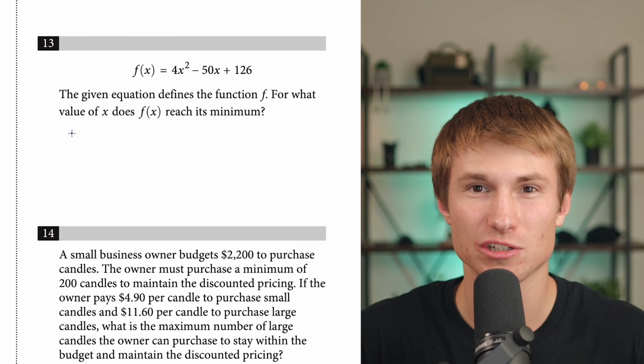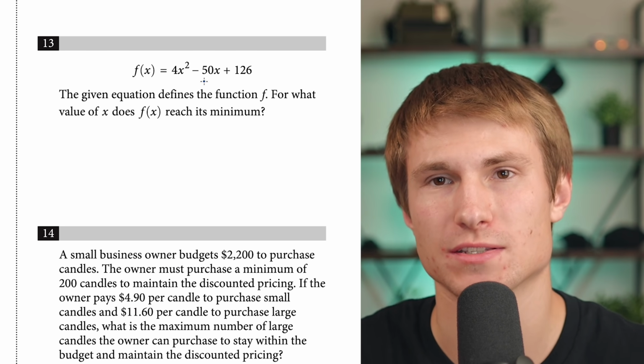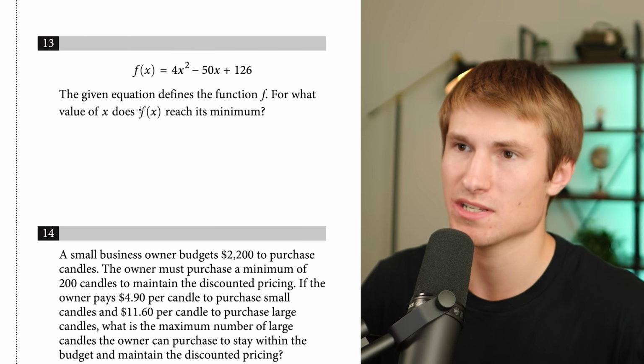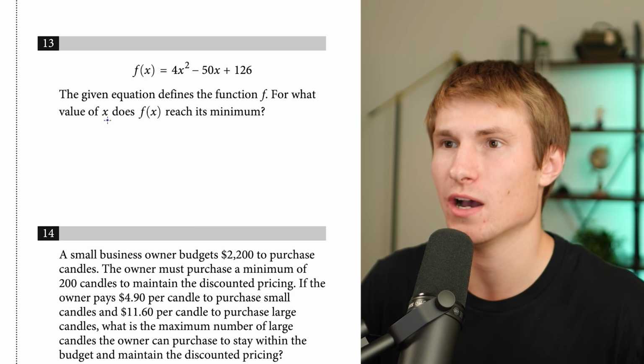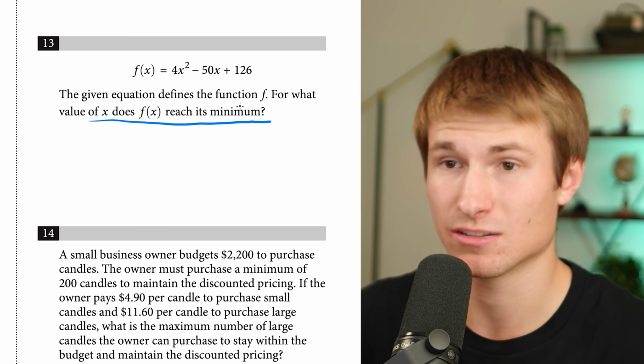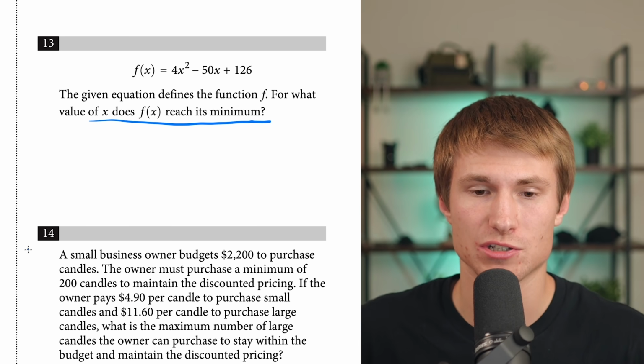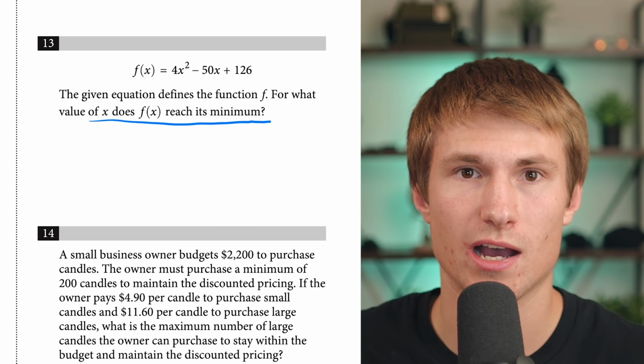Here's the type of question where you should use Desmos on the digital SAT. Question 13 states that f of x is equal to 4x squared minus 50x plus 126. The given equation defines the function f. For what value of x does f of x reach its minimum? If I saw a question like this on the new digital SAT, I would use Desmos for it 100%. I would just check where the minimum is. So I'll go ahead and show you how you would do that.